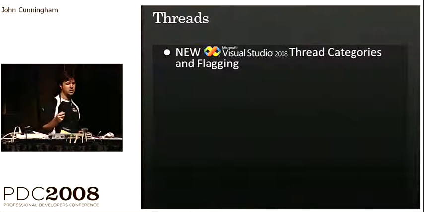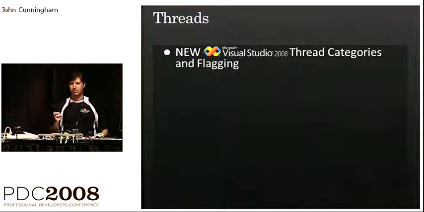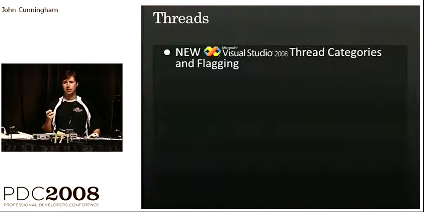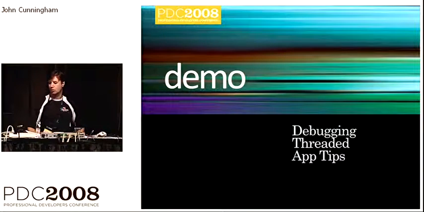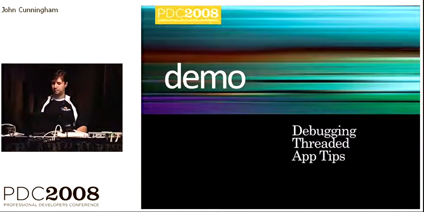New in VS 2008, we added support for thread categories and flagging, which I'm not sure that many people have actually seen. And I'm going to go ahead and jump into a quick demo again to show you some of those multi-threaded features.